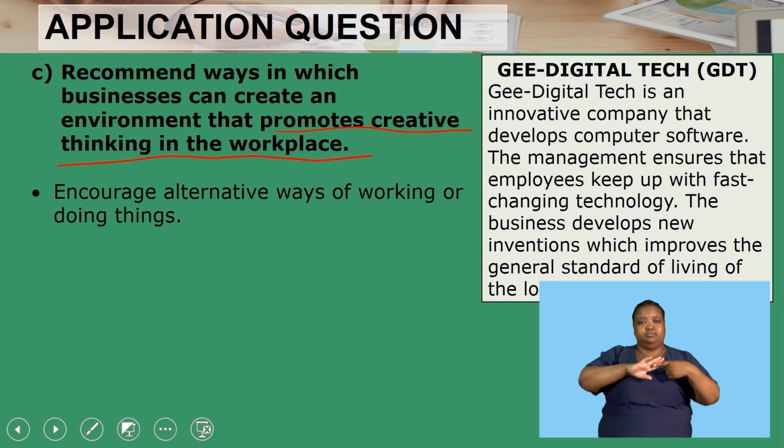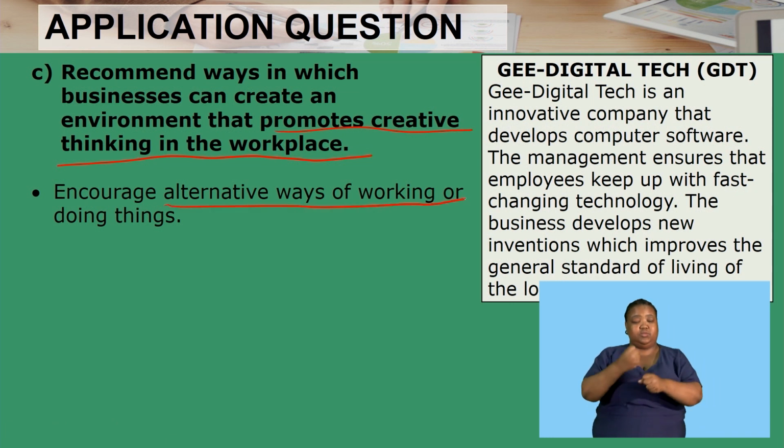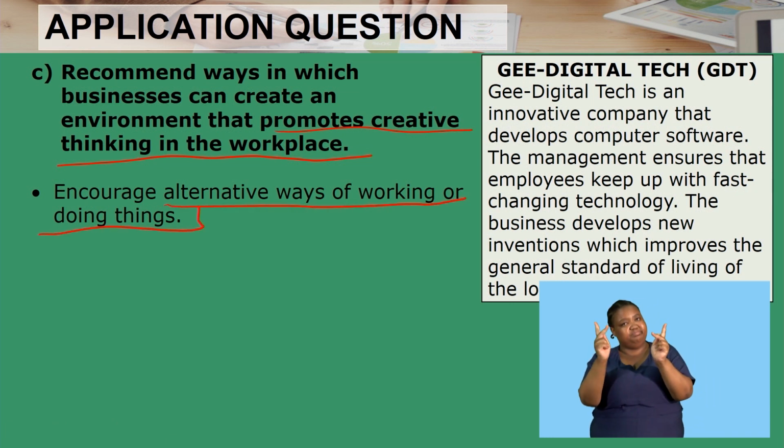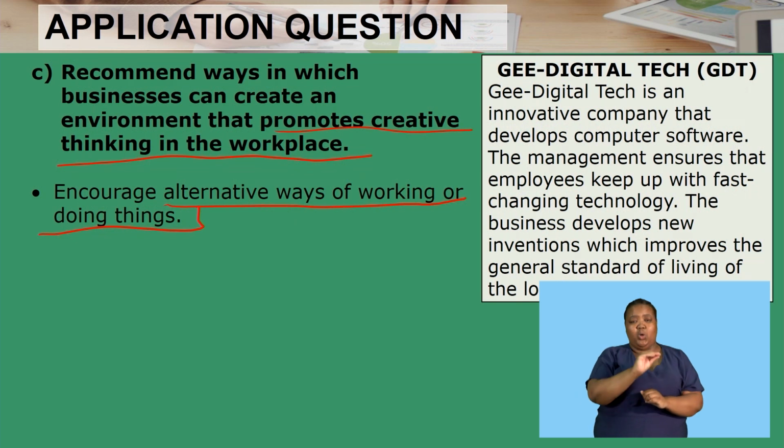The first one, encourage alternative ways of working or doing things. We don't have to do the same thing the same way every day, because we understand that if you do things the same way, you're going to get the same results. But if we do things differently, even the results are different. So you don't have to be a routine thinker. Yes, that's the word that I'm looking for.